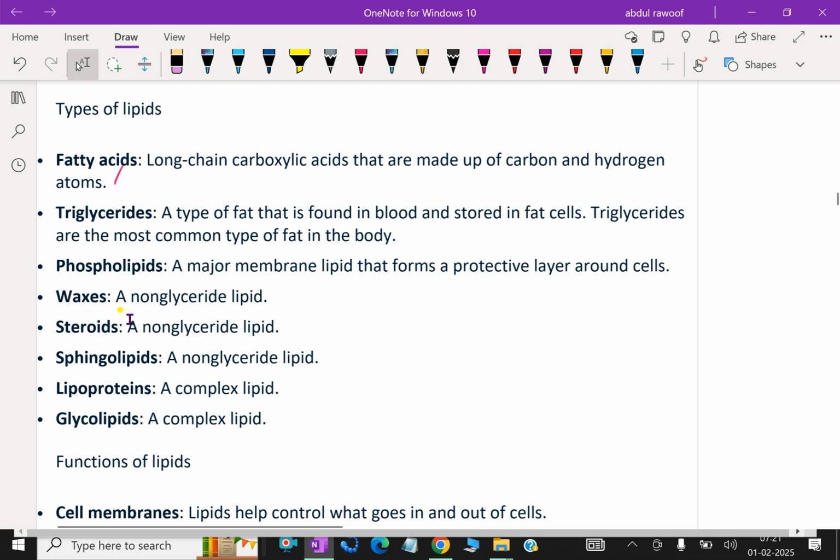Waxes, non-glycerin lipid. Steroids, non-glycerin lipid. Sphingolipids, a non-glycerin lipid. Lipoprotein, a complex lipid. Glycolipids, a complex lipid.